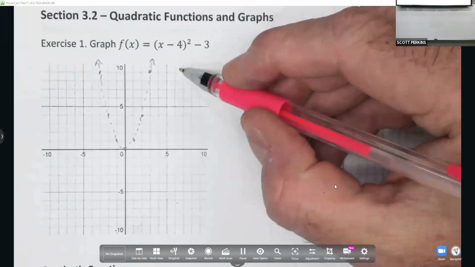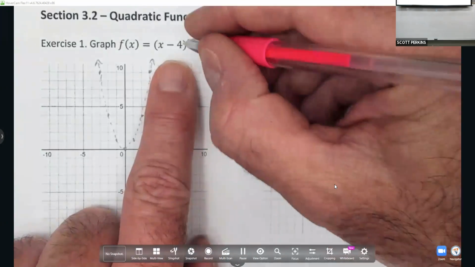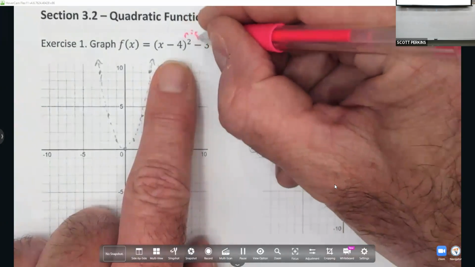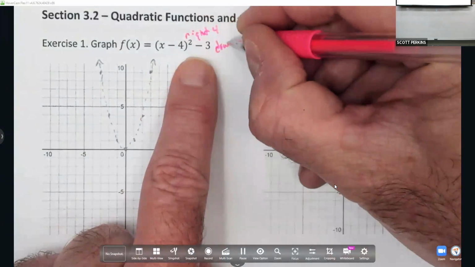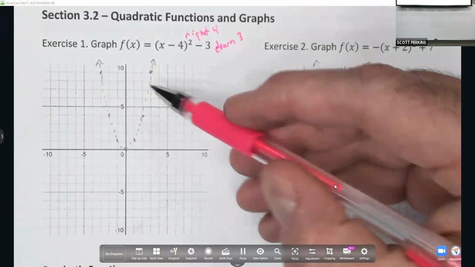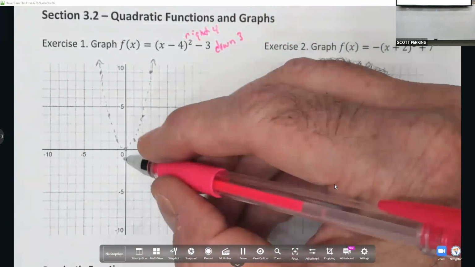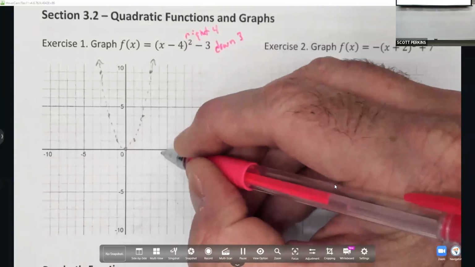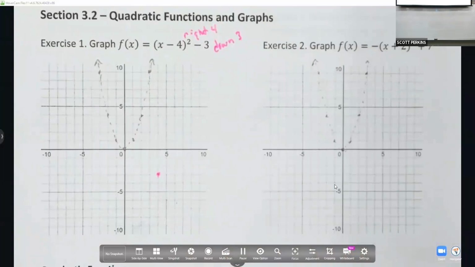And so what happens to this graph? What does the -4 do to this graph? Okay, we go right 4, and what does the -3 do? Down 3. So I'm going to take the whole graph, right 4, down 3. So if that means you need to take each of these points individually, or what I like to do is I just take the vertex, 1, 2, 3, 4, down 1, 2, 3. I'm going to put my vertex here, and no stretching or shrinking has happened.